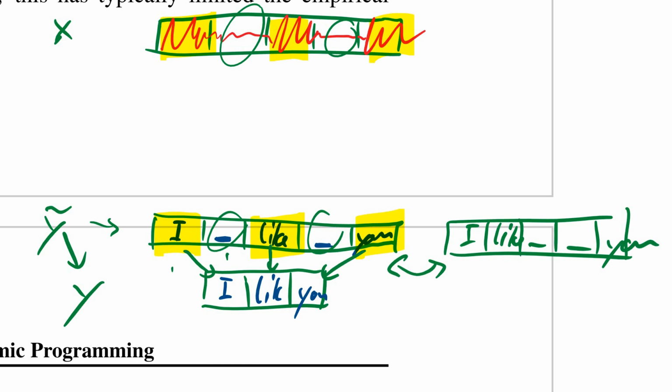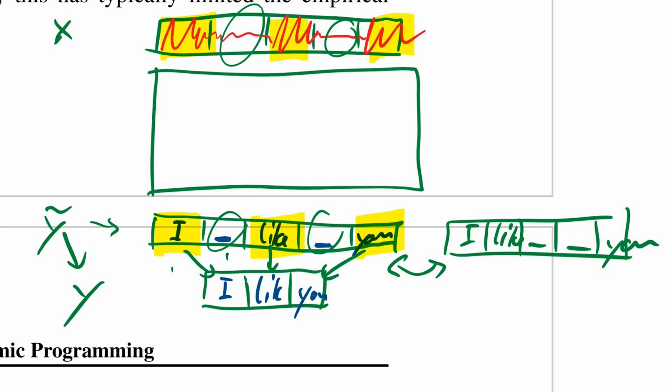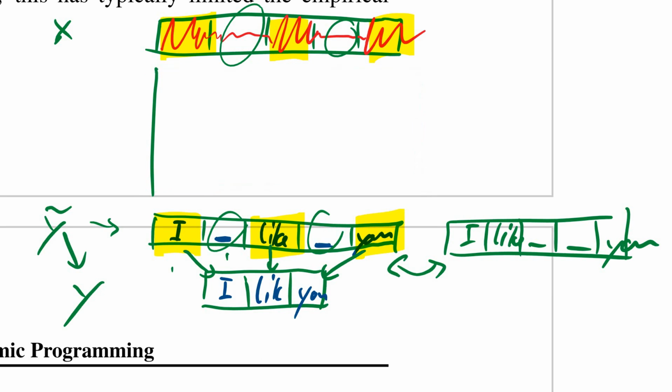But how would we go about doing this? What we could do is just take a big transformer, BERT. Let's actually draw an arrow. We could just take BERT.